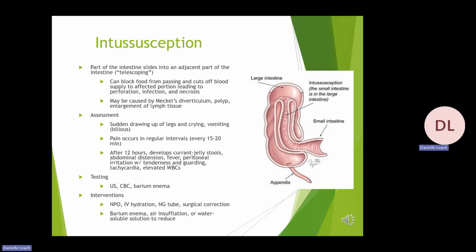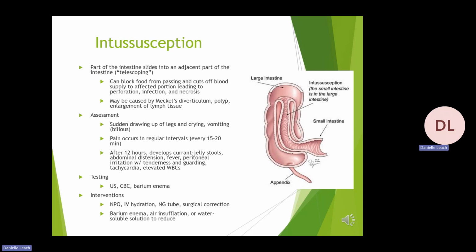Intussusception. So intussusception occurs when part of the intestine slides into another part of the intestine. It's usually the small intestine that sort of telescopes into the large intestine, right at the joining place of the small and large intestine near the appendix. It doesn't have to be at this spot, but this is the most common spot for it to happen in.